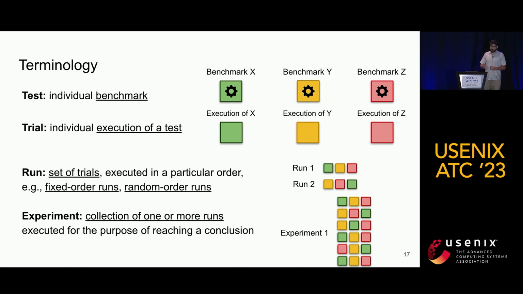All right, with the methodology, I'm going to dive right into it now, and I'll start with the terminology. By a test in our work, we mean an individual benchmark, and we follow the approach where one benchmark returns one numerical value. That's one result. A trial means the execution of a test, and then with the run and experiment, we aggregate these things. A run is a set of trials. It could be a fixed order run or a random order run, and then with the experiment, we have multiple runs.